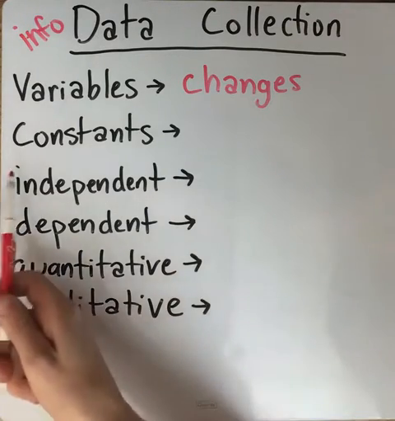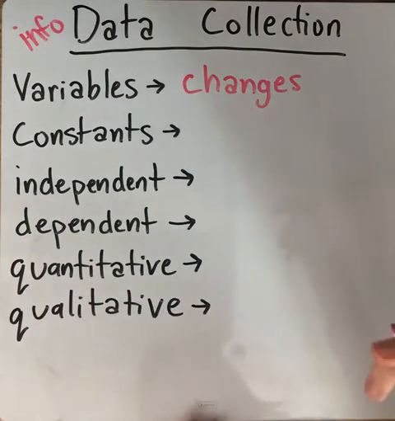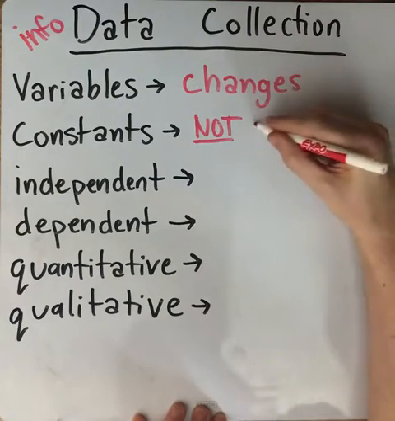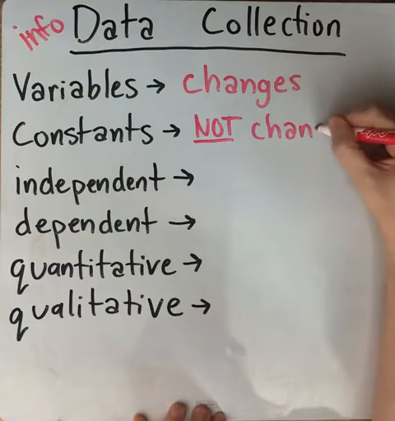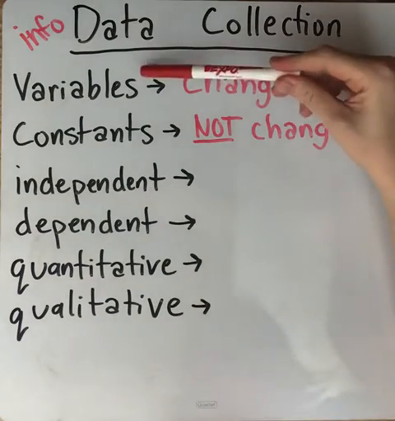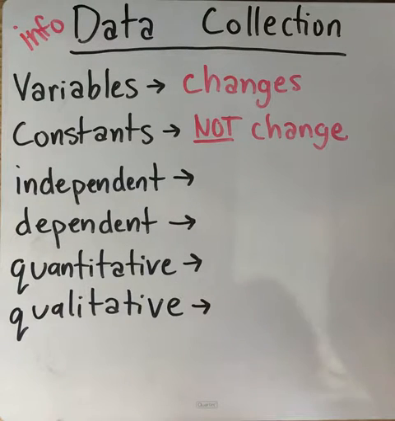On the other hand, constants are the opposite. Constants are things that do not change. It's important that we don't have too many variables because we won't know which variable was responsible for the results. And so there are certain things in the lab that we are careful to keep the same.